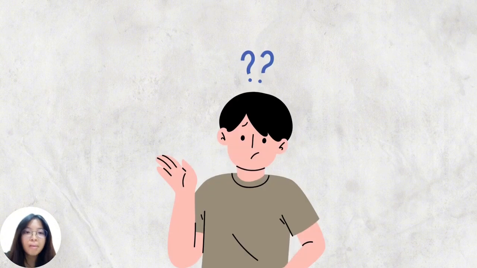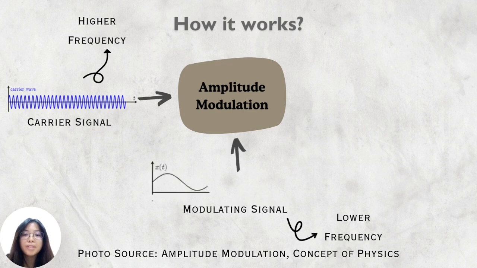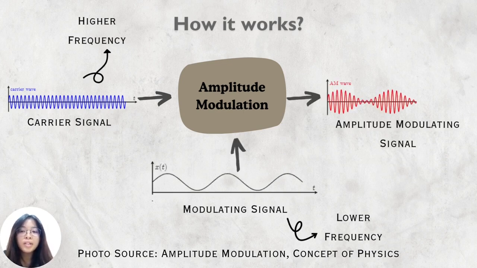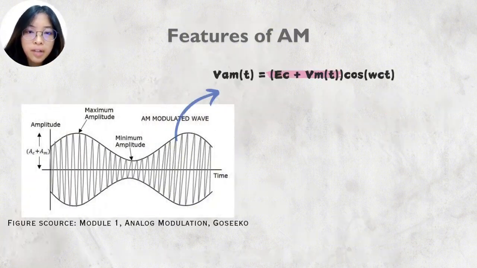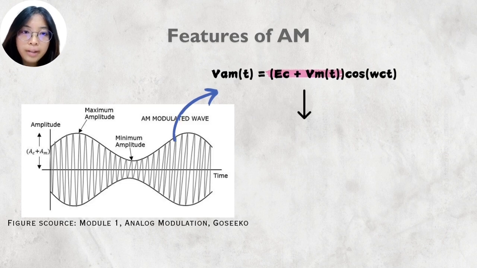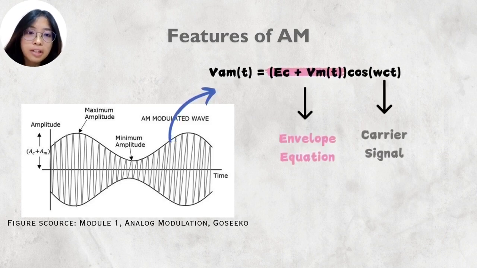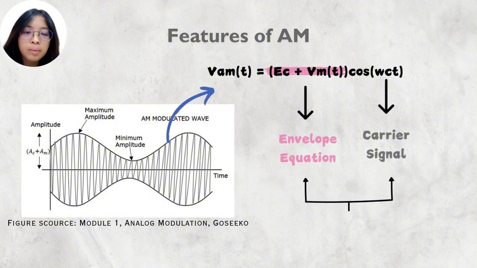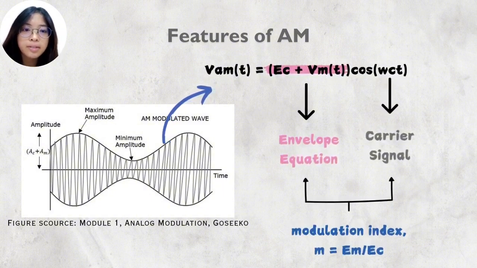Basically, this is how amplitude modulation works. First of all, a high frequency carrier signal is combined with a lower frequency message signal. As a result, the wave has a constant frequency but a changing amplitude to represent the information. These are the equations of amplitude modulation. The highlighted part is the envelope equation and cos wc t is the carrier signal. Altogether, the modulation index, which is m, is equal to Em over Ec.